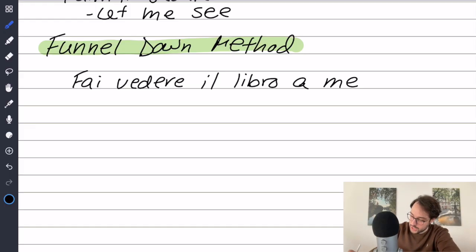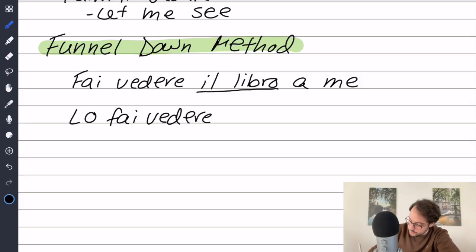Let us first change the direct object, okay? What is it that you want to see? Or what is it that you're going to make me see? The book. What do we use for il libro? We use lo. So we say, lo fai vedere a me.